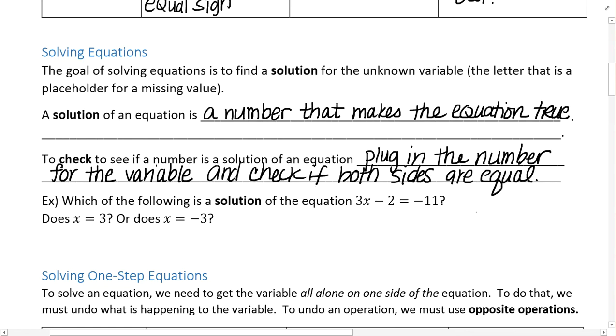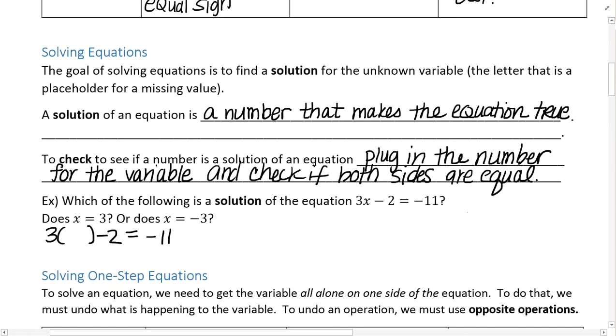Okay, so which of the following is a solution of the equation 3x minus 2 equals negative 11? Does x equal 3 or does x equal negative 3? So this gives us an opportunity to try checking. So let's write down the equation, but take out the x and put a number in its place. So 3 times something minus 2 is equal to negative 11.